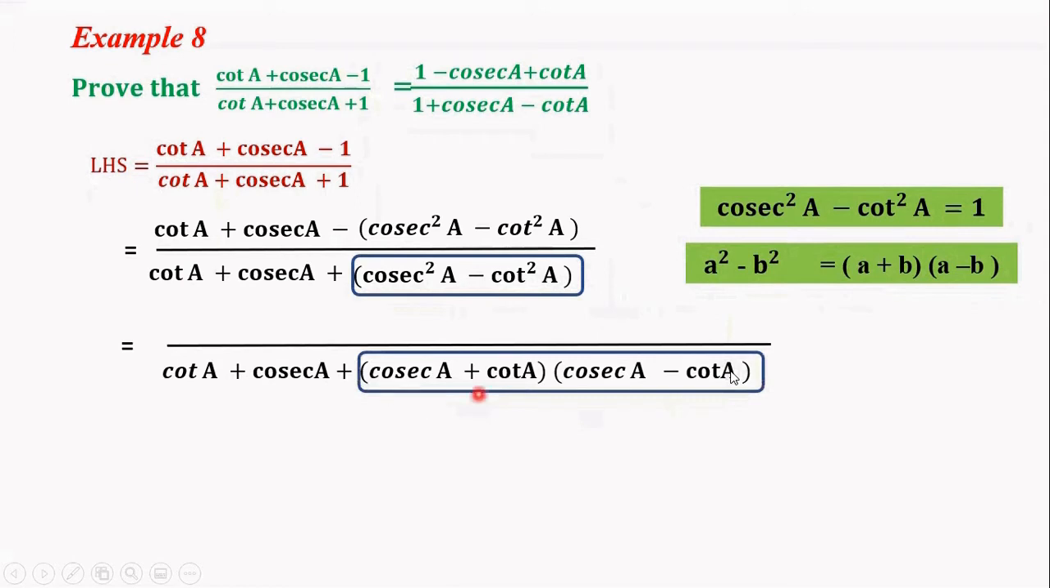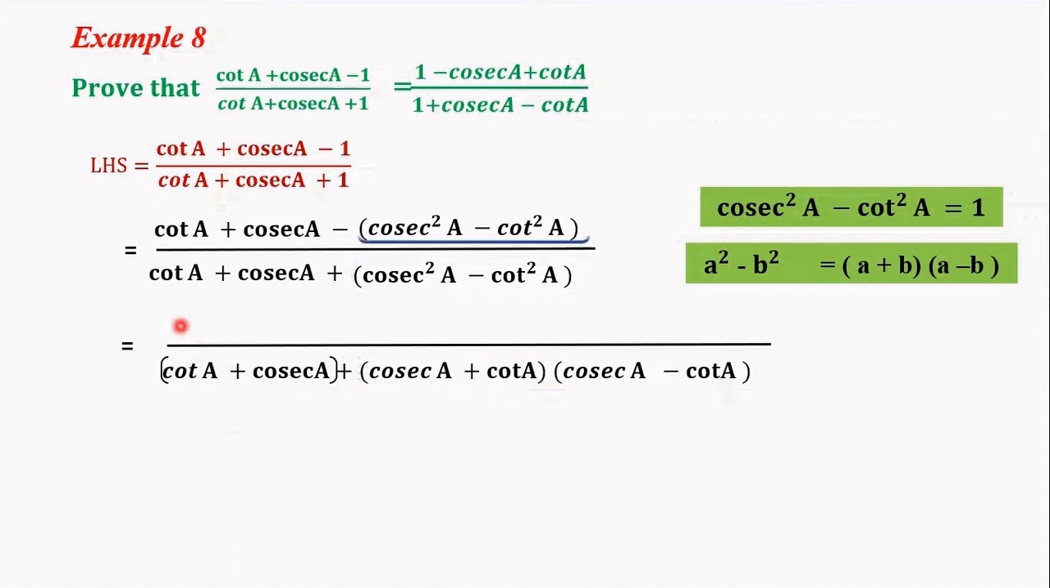Here it is. Look here, a square minus b square, it is in the form. So we are going to use the right part, cosec a plus cot a, cosec a minus cot a. And the first two terms of this denominator are enclosed by a small bracket so that they can be considered as a single term. We work the same in the numerator also.